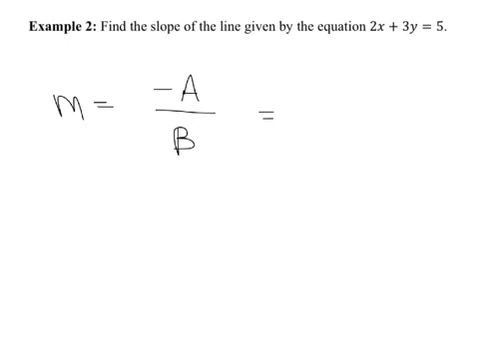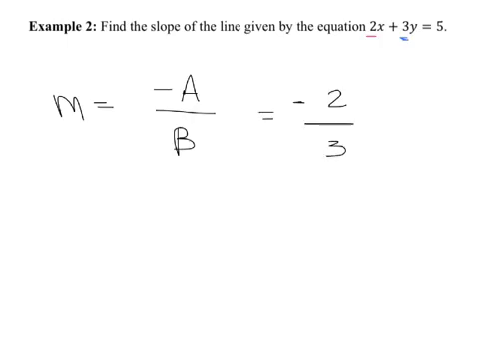What's a? What is a, people? 2. And what is b? 3. So we have negative a over b, which is negative 2/3. That's our slope for this line.